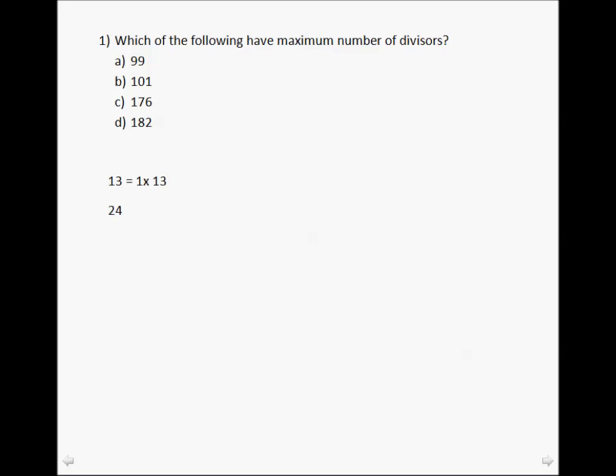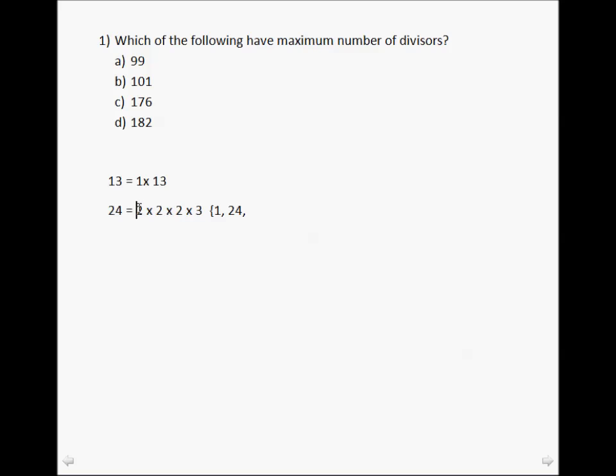Let's take another number, a composite number, which is 24. It has how many prime factors? When we write it in the prime form, we can write it as 2 into 2 into 2 into 3. So there are two prime numbers, 2 and 3, but 2 is occurring how many times? 3 times. Let's also write the factors of 24. What are the factors of 24? The factors of 24 would be 1, 24, right? These are the factors of 24.